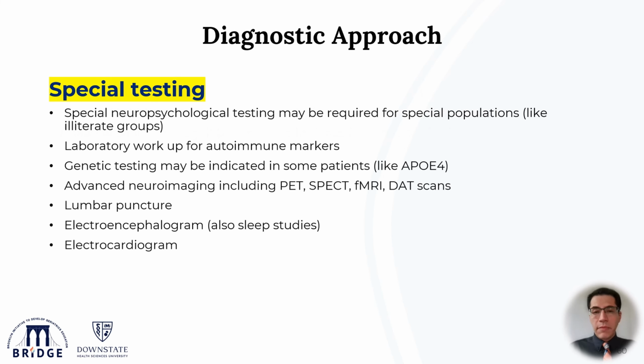So some cases will require some special testing, like special neuropsychiatric testing may be required for special populations like illiterate patients. Lab work for autoimmune markers may be indicated based on history and exam. Genetic testing may be indicated for some patients. Advanced neuroimaging like a PET scan, a SPECT scan, a functional MRI, or a DAT scan, a lumbar puncture, an EEG, and an EKG are sometimes indicated.